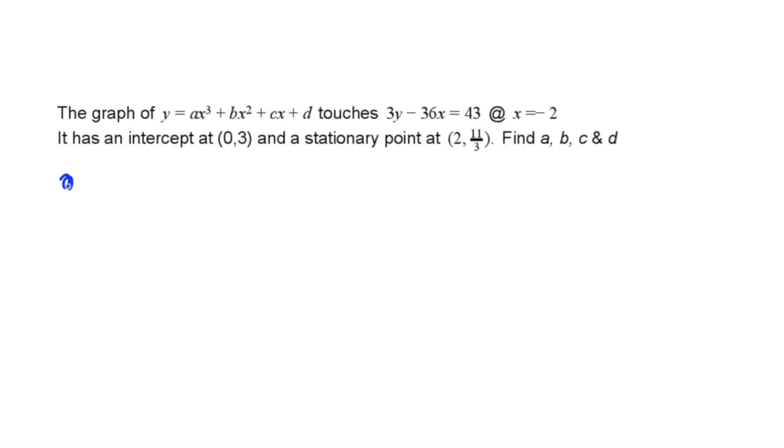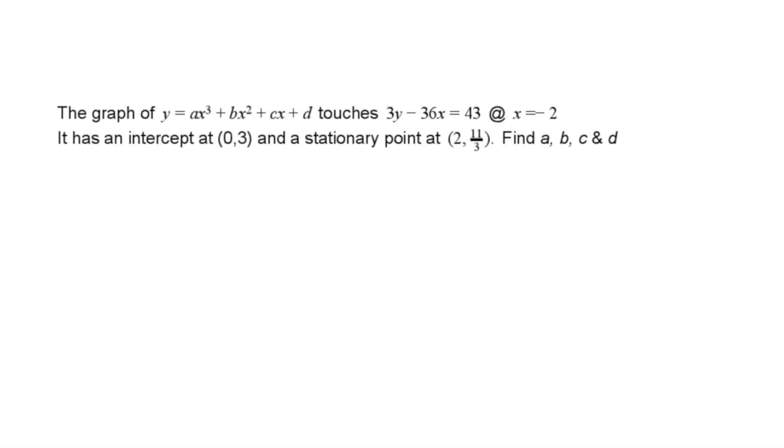Righto, time for a tricky differentiation question. The question says the graph of y equals ax cubed plus bx squared plus cx plus d touches this line, 3y minus 3x equals 43, at the point x equals negative 2. It has an intercept at (0, 3) and a stationary point at (2, 11/3). Find the values of a, b, c and d.